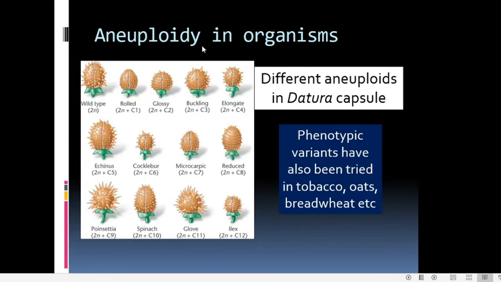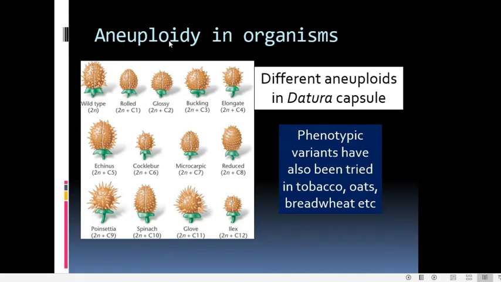Now we go to aneuploidy in plants. These are the different seed capsules seen in a plant called Datura. You can see that the seed capsules are morphologically different. Wild type capsule is this. You can see rolled, glossy, buckling, elongate, echinus, cocklebur, microcarpic, reduced, poinsettia, spinach, glove and ilex types of capsules can be seen in Datura.